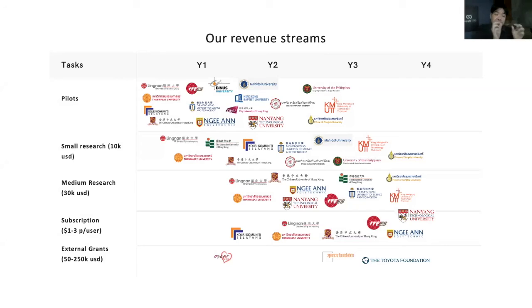This is just a map so that people can see where we are going and how we convert universities from a pilot to a small research grant to a medium one, and then eventually to a subscription. It takes years, which is why we have a longer sales cycle, sometimes 1 to 2 years to get to a subscription level.